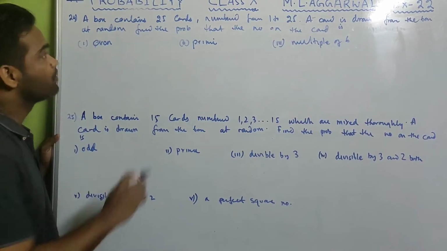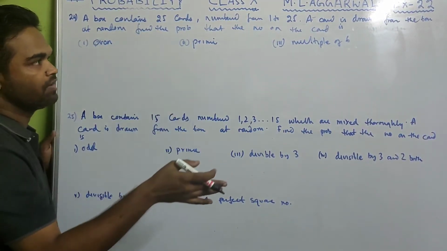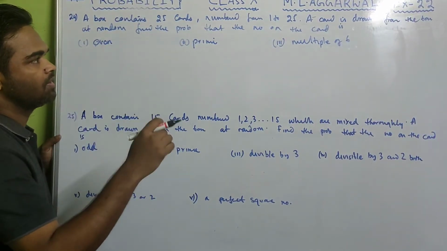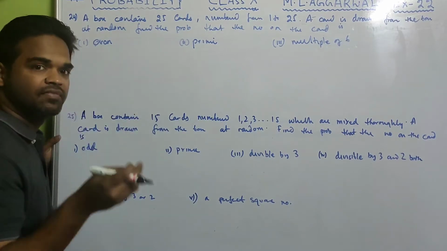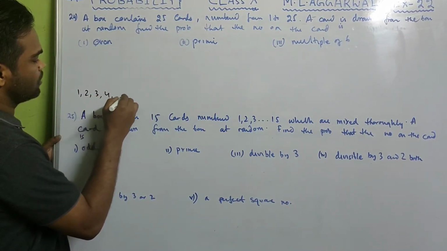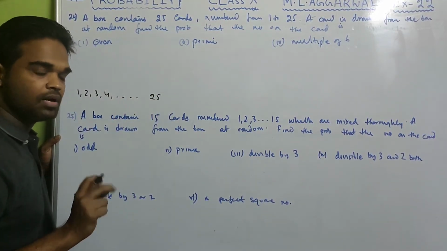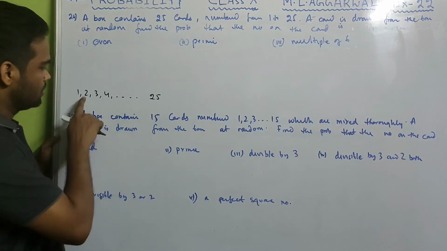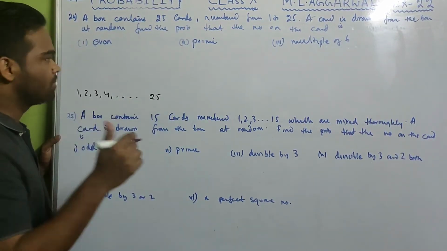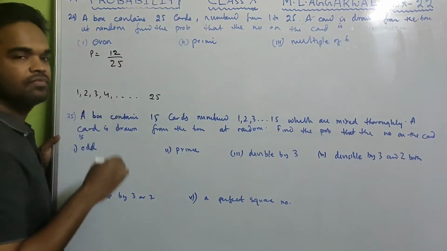Now look at 24. A box contains 25 cards numbered from 1 to 25. A card is drawn from the box at random. Find the probability that the number on the card is an even number. So when you talk about 1, 2, 3, 4, till 25, there are 12 even numbers: 2, 4, 6, 12 twos are 24. So there will be 12 even numbers out of 25.